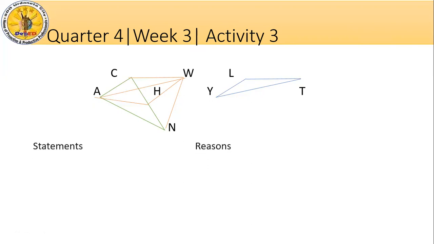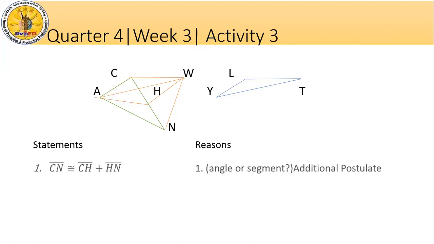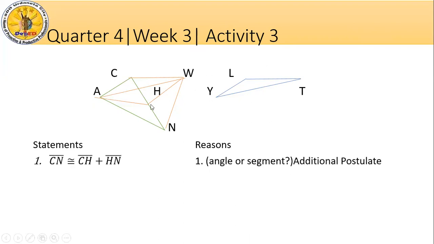So for our proof, we have statements and reasons. Okay, from the illustration, CN is congruent to CH plus HN. Now, for your reason, what kind of postulate is this? Is this angle or segment addition postulate? So, mamimili kayo dito ng word. Angle ba ito or segment? Okay? Kasi ang CN ay pinag-combine na CH plus HN. So, ang ilalagay niyong answer sa number 1, angle or segment.